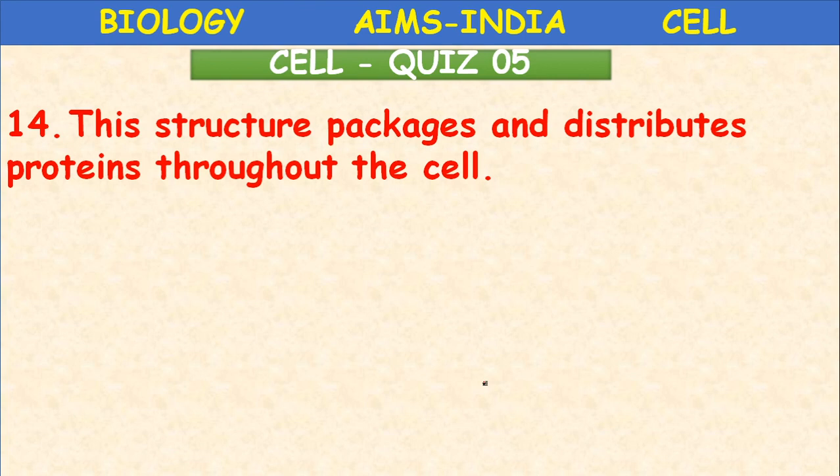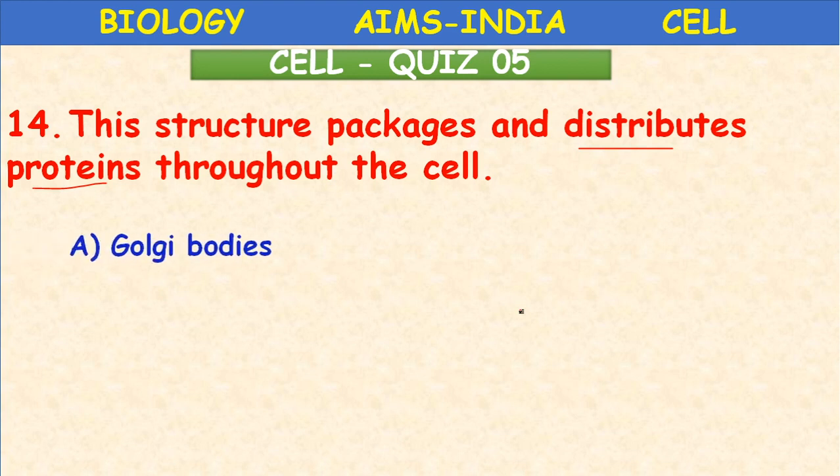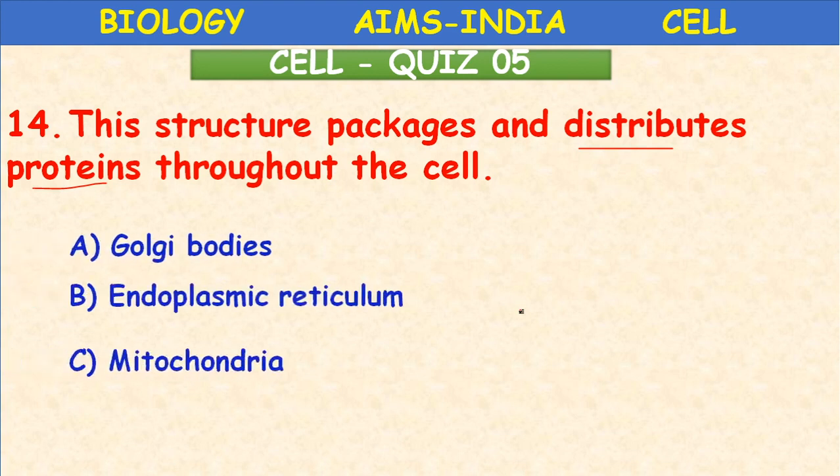This structure packages and distributes proteins throughout the cell. Golgi bodies, endoplasmic reticulum, mitochondria, nucleus, nucleolus. Golgi bodies. What is the right answer? Golgi bodies.